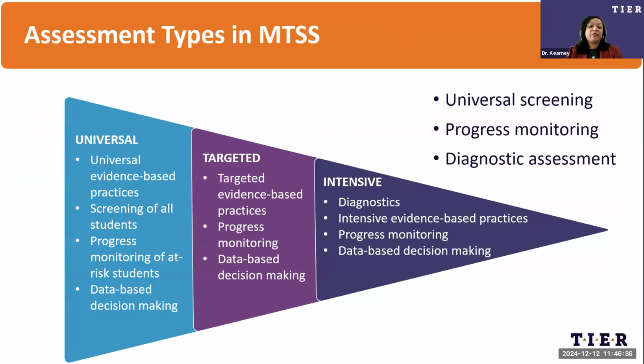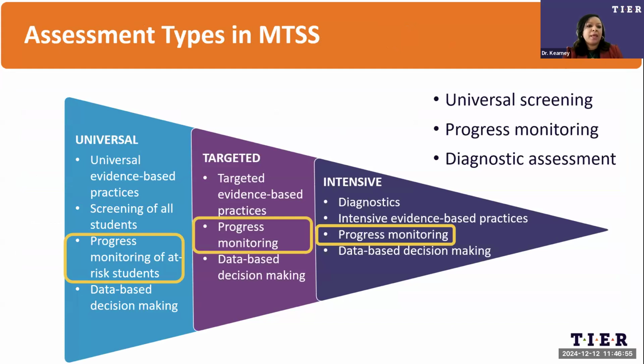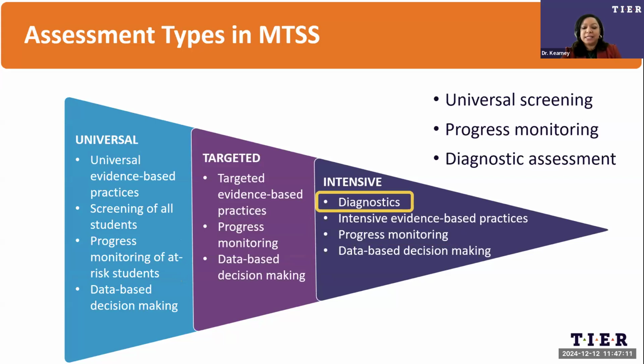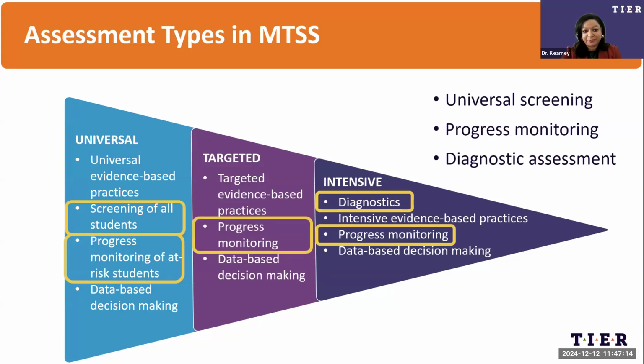Now, if you want to find out what's happening on your campus and you want to do some assessment, there are three main forms of assessment that you could do for MTSS under the MTSS framework. And really, those are screening, progress monitoring, and diagnostics, right? So when you look at screening, that would be under the universal. Progress monitoring, you would do in all tiers, universal, targeted, and intensive. And really, diagnostics, you're only going to do in the intensive tier.